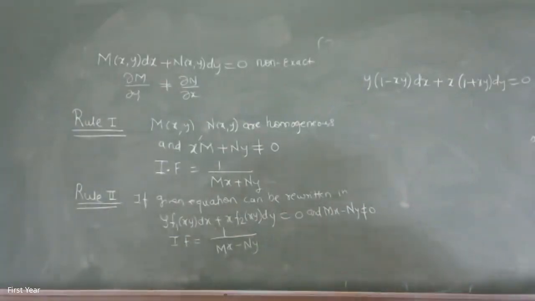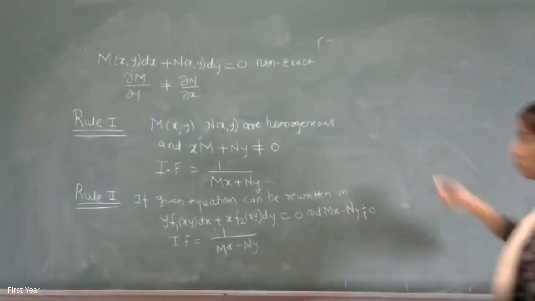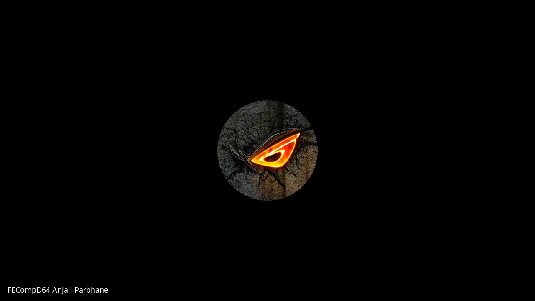Now let's go to rule 3 and rule 4. Now these two rules are very, very interesting, and this is where your brains have to be used a bit. Okay? Excuse me, ma'am. Yeah. Ma'am, is it necessary to have y term with dx? Yes.